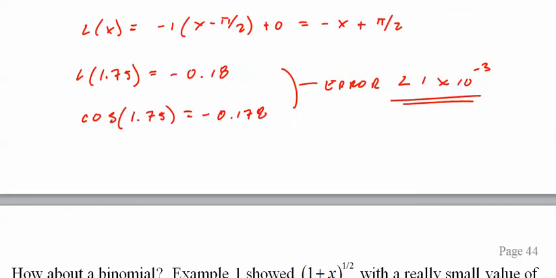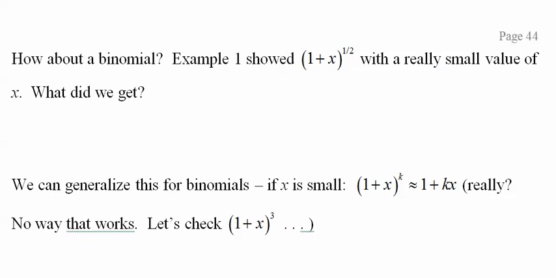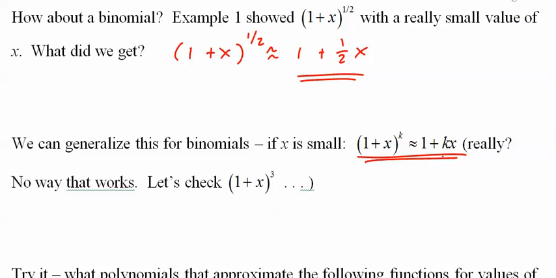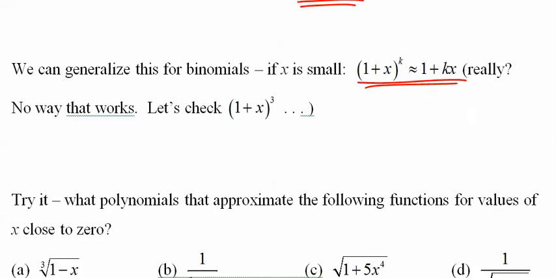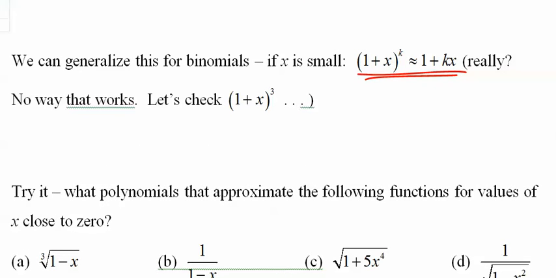Now, in a previous example, we found that we could approximate (1 plus x) to the 1/2 for numbers that are small, close to the center. If we center it at 0, close to 0, it is approximately 1 plus 1/2 x. And that seems totally insane. Here it is. So I say, no, let's check this out. And we distribute out (1 plus x) to the third.